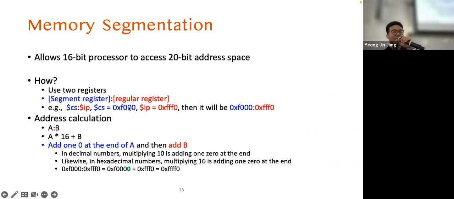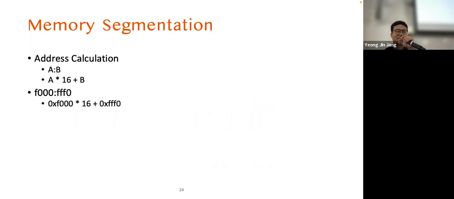So we will have F0000, and then the rest are 4 digits, FFF0. We just attach these, and that's the address. You can follow how I calculate it: F000 becomes F0000, adding 1 more 0 because we need to multiply by 16 for the first one, and then adding the rest. Then it's quite easy to calculate the final resulting address. So first, multiply the segment register by 16, and then add the rest.